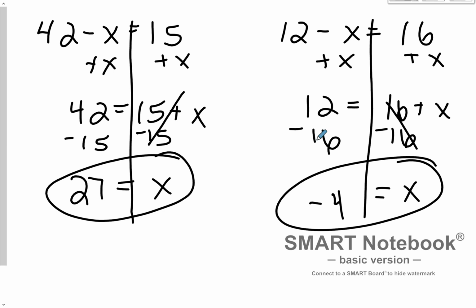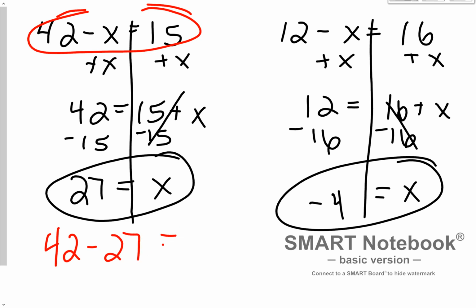What I want you to do, especially with examples like this, but really with any solving equation question, is plug your answers back in. You're going to be able to finish that quiz super quick; these problems are going to go fast for you. For an equation like this, put your answer back in: 42 minus 27, and make sure that equals 15. Or for this one, I would do 12 minus negative 4 equals 16. Subtracting a negative is the same thing as adding a positive, so 12 plus 4 is 16.